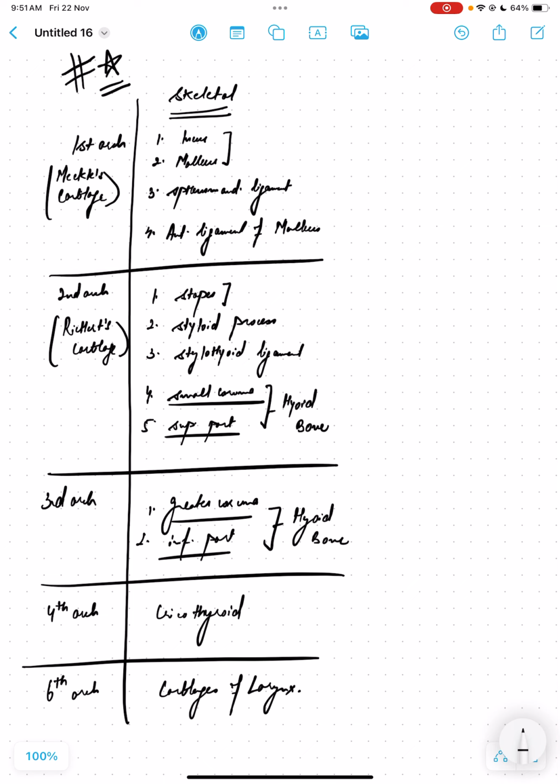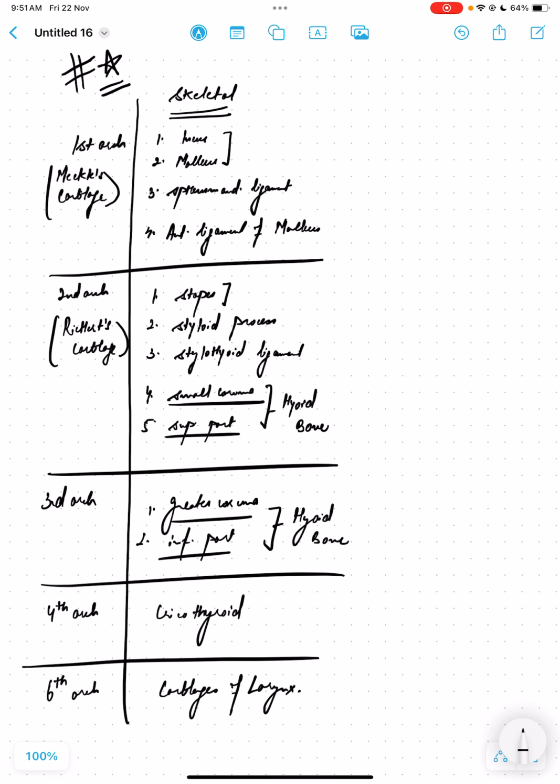What are the first we will discuss again. The first arch involves two ear bones, that is incus and malleus, and its ligament, that is the anterior ligament of malleus, and the sphenomandibular ligament. In the case of the second arch we involve the ear bone, that is stapes, two parts of the hyoid bone, that is the superior part and the small cornu, and then we involve the stylohyoid ligament and the styloid process.